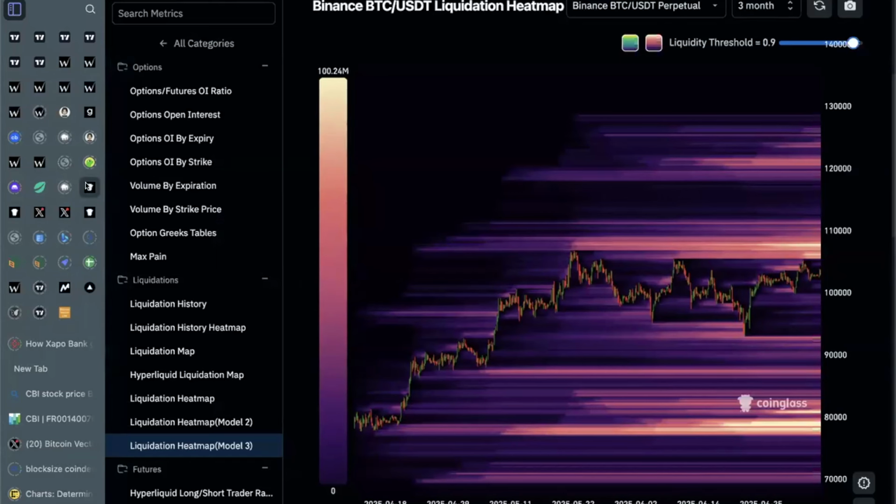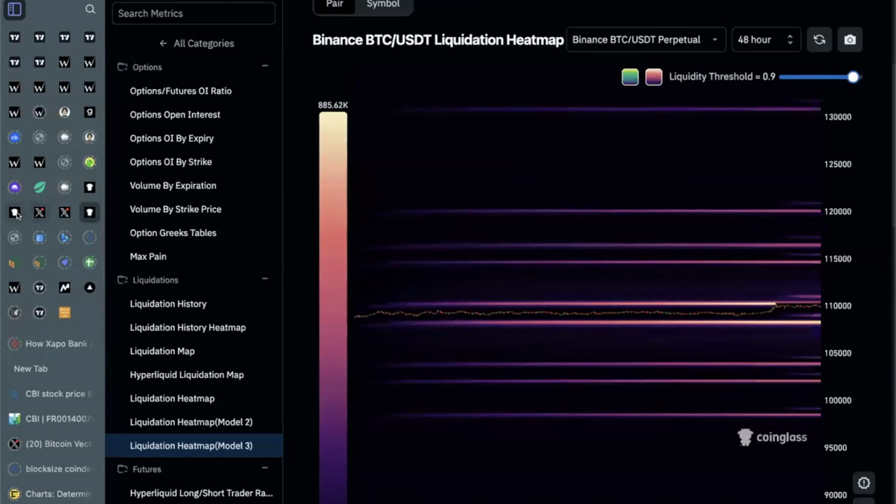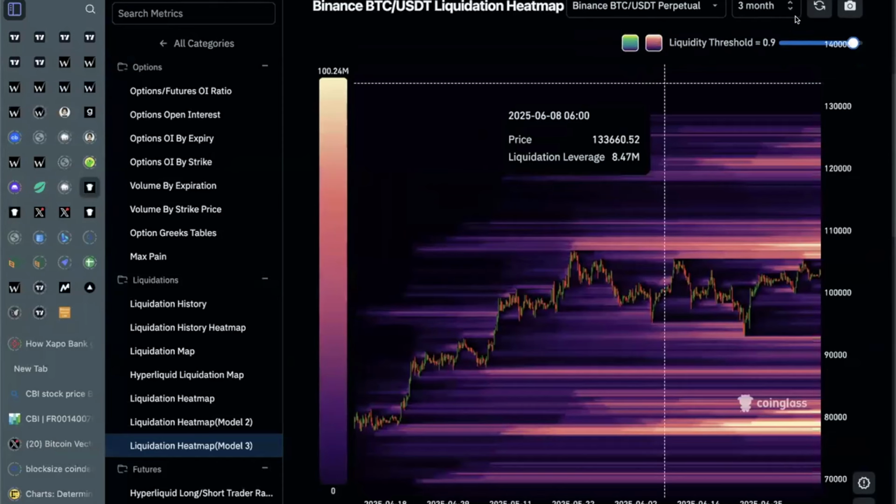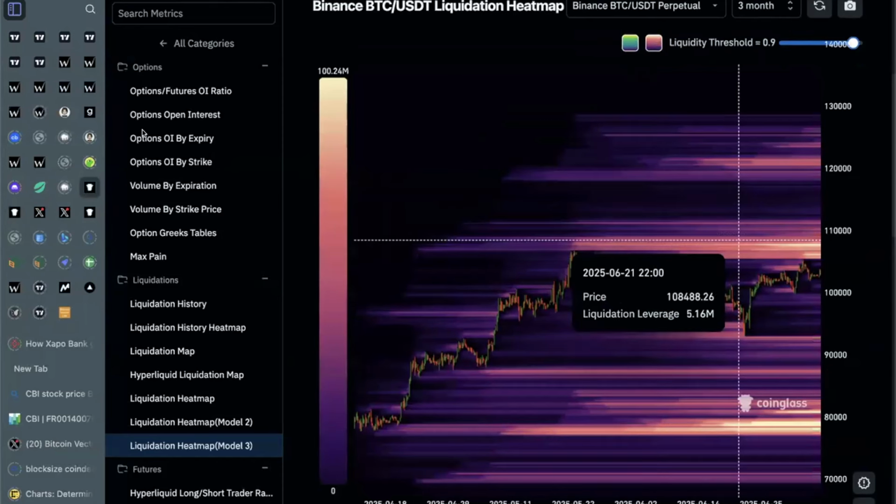And to have a look at this, let's take a look at the liquidation heat map. No, it's not giving me the... I know I have to stretch the screen. I think there we go.